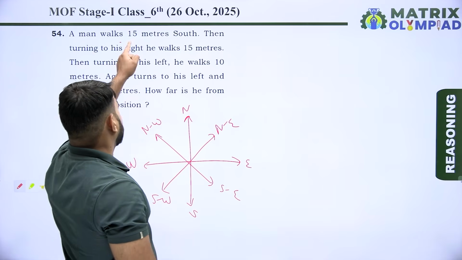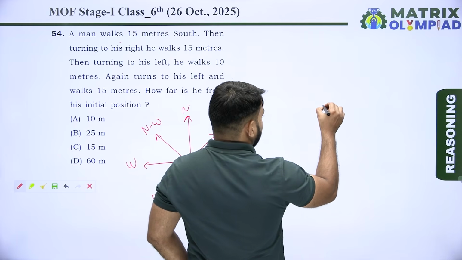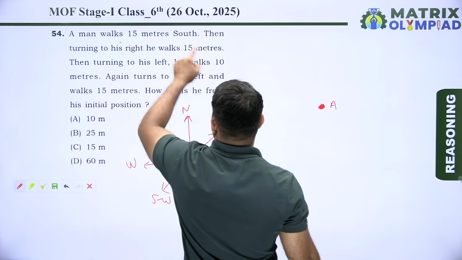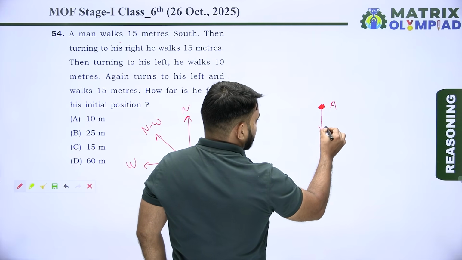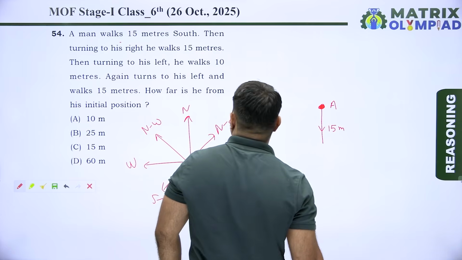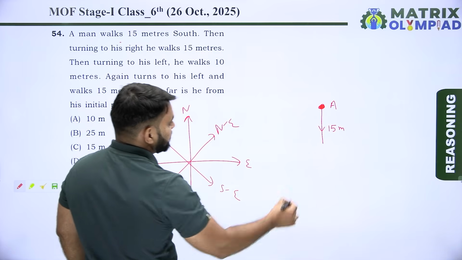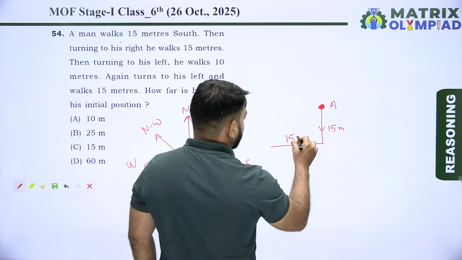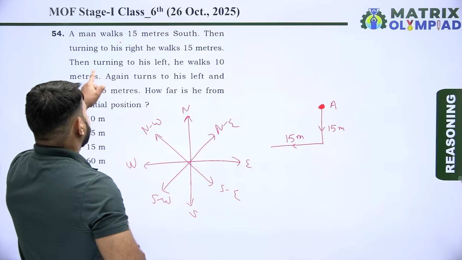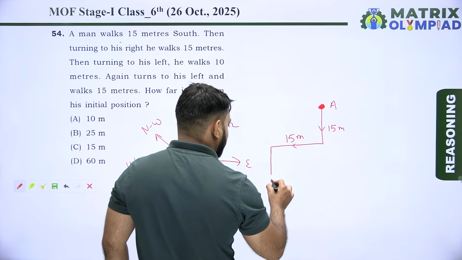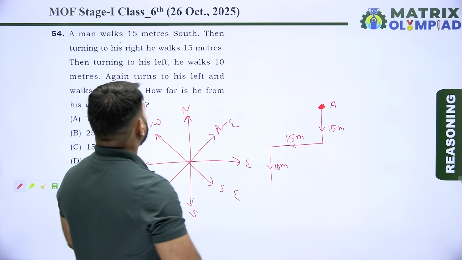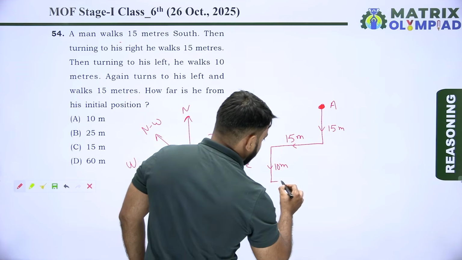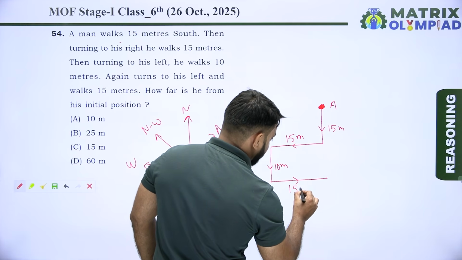Now the question is, a man walks 15 meters towards south. Let's suppose A is the starting point of the man. First he goes 15 meters towards south, then turning to his right, he walks 15 meters, then turning to his left, he walks 10 meters, again turns to his left and walks 15 meters, again he turns to his left and walks 15 meters.